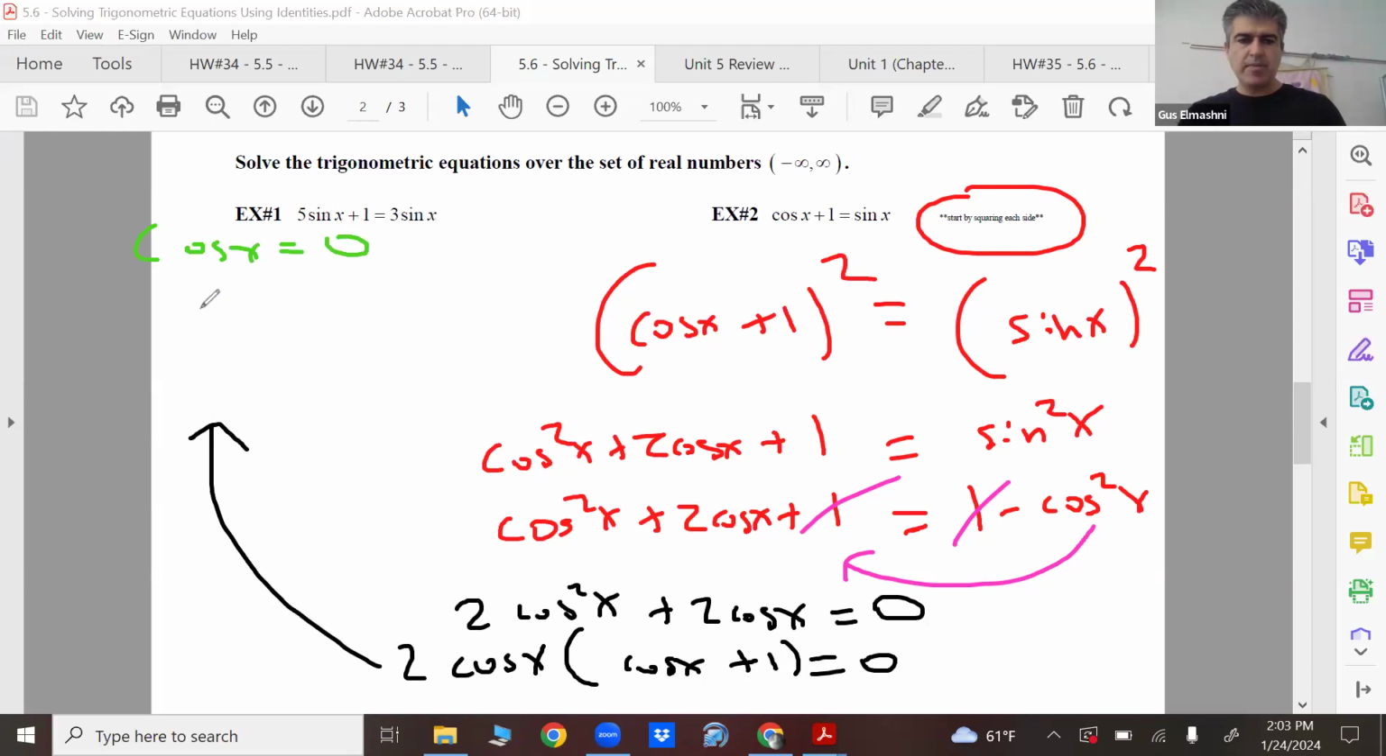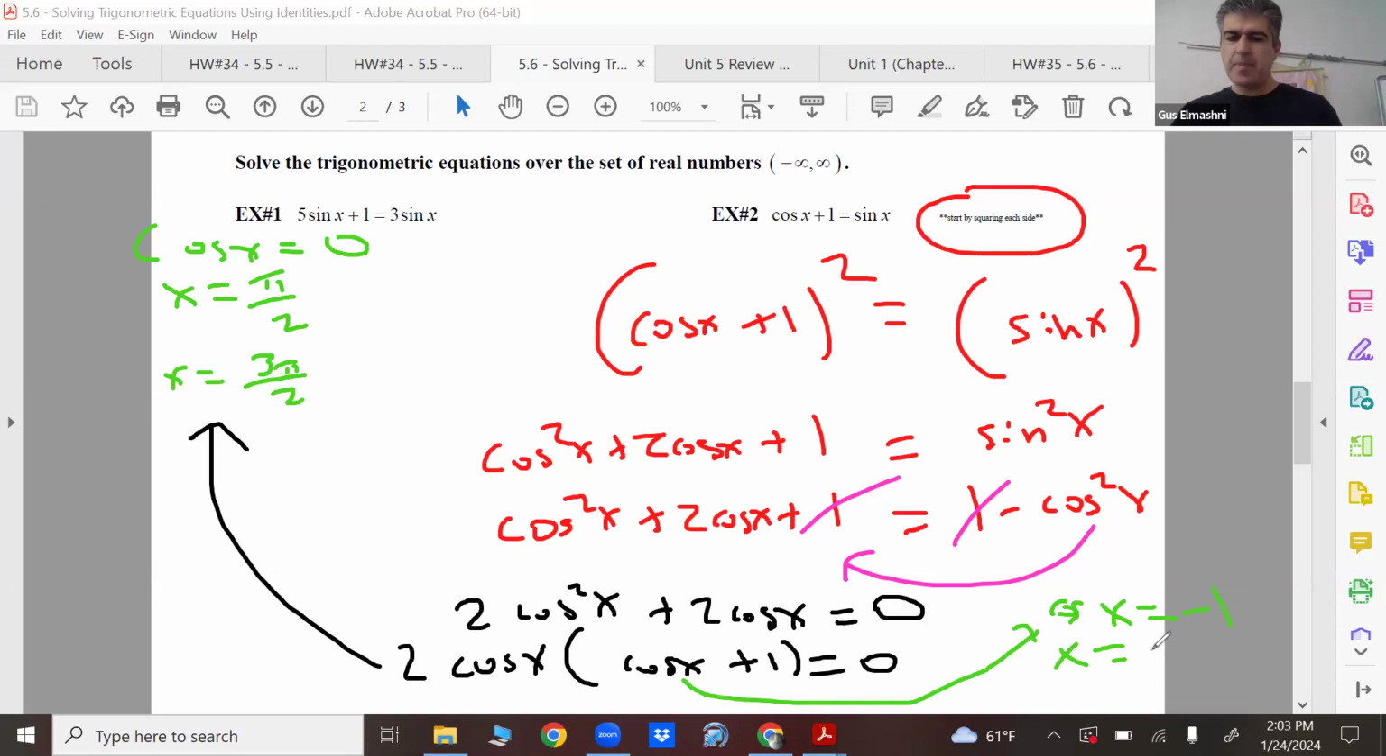So cos x equals 0. Because if you have 2 cos x factored out, clearly cos x has to be 0 to make this work. Does that make sense? I'm just doing factoring, right? That's all I'm doing. And that's at pi over 2 and 3 pi over 2. Also cos x could equal -1, right? And where does that happen? At pi? Yep.